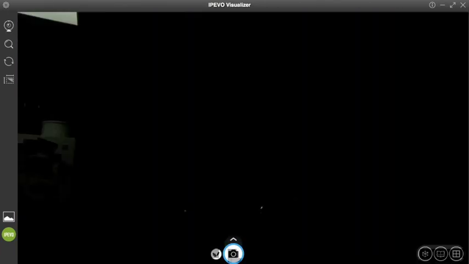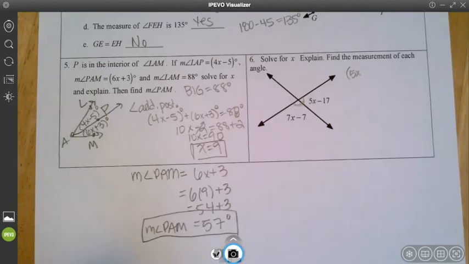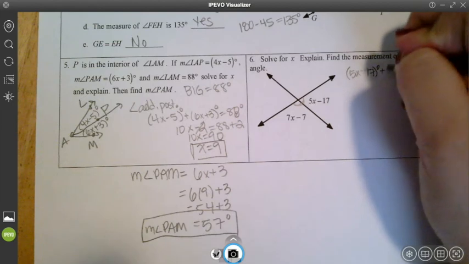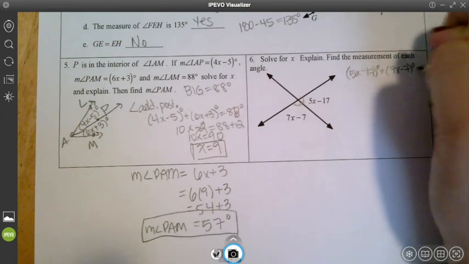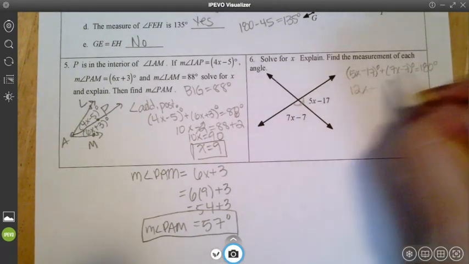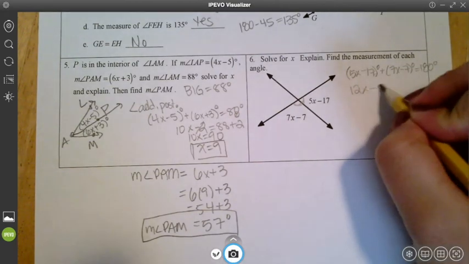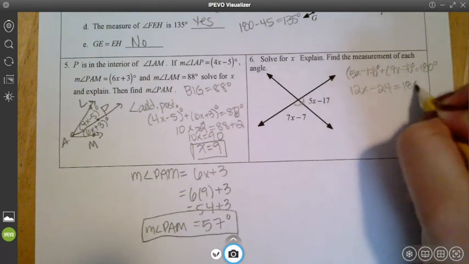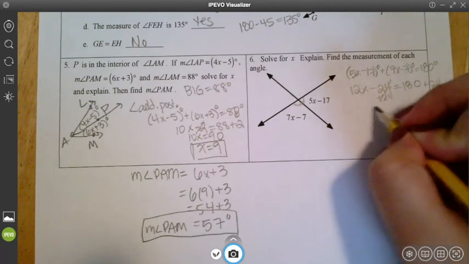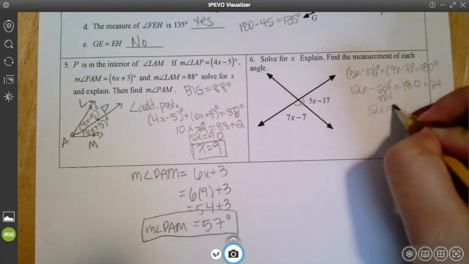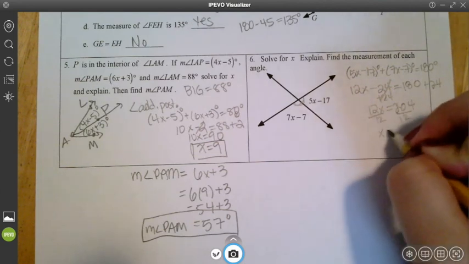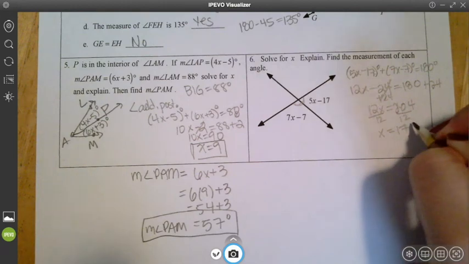So we have 5x, sorry about that. Okay, 5x minus 17 plus 7x minus 7 equals 180. Collecting like terms, 12x minus 17 and 7 gives 24 equals 180, plus 24 plus 24. 12x equals 204, divided by 12. x equals 17.